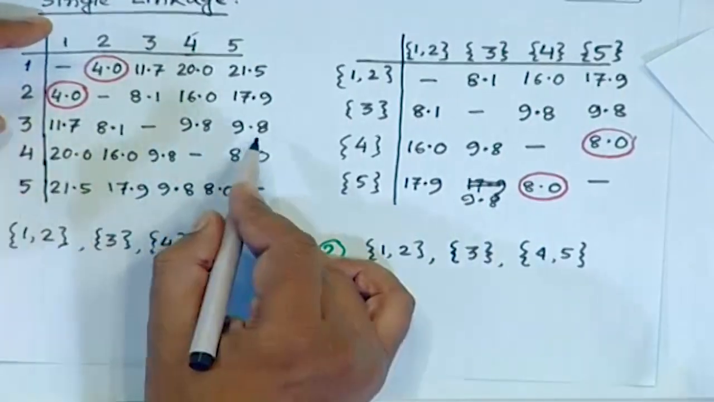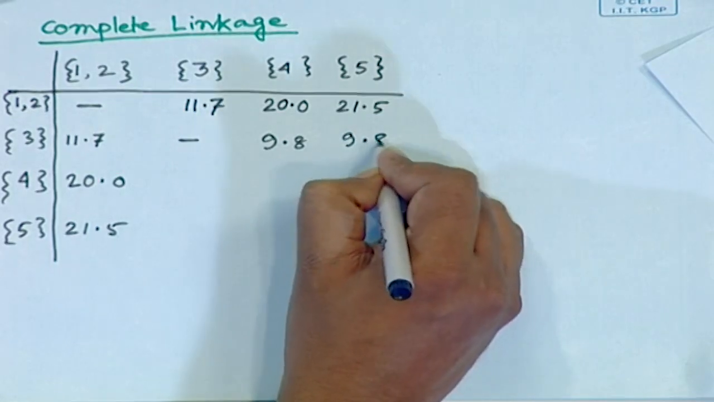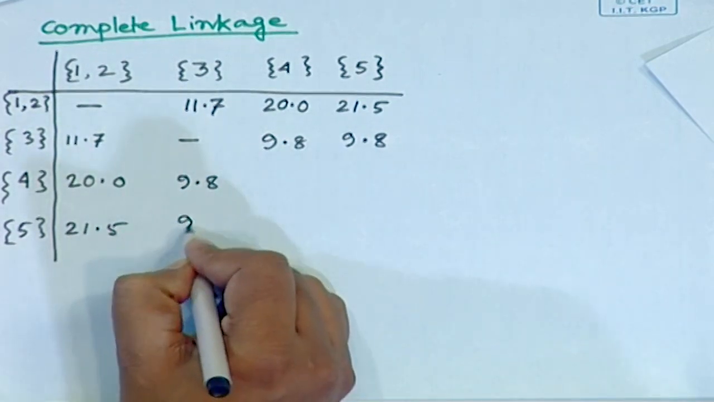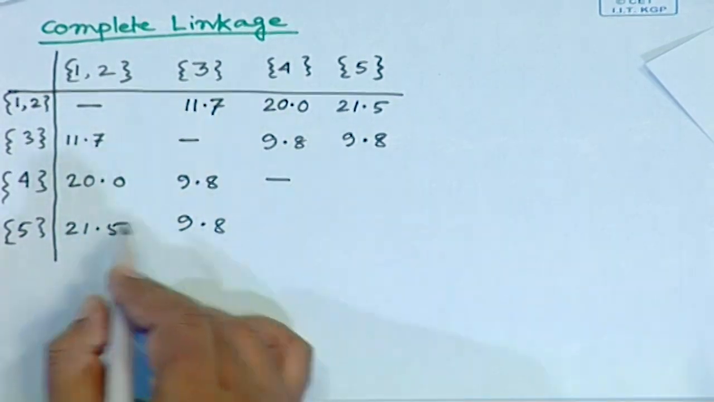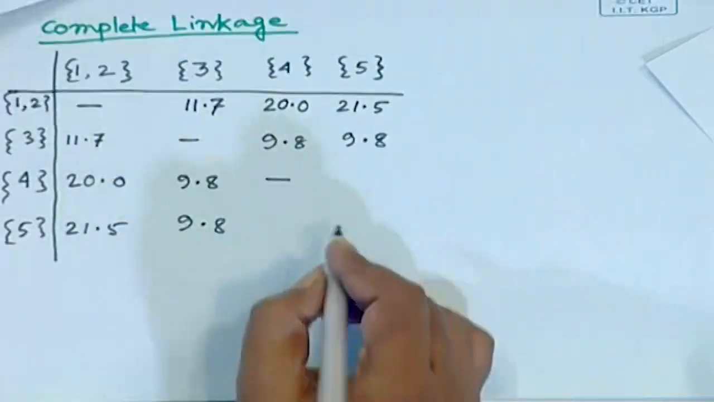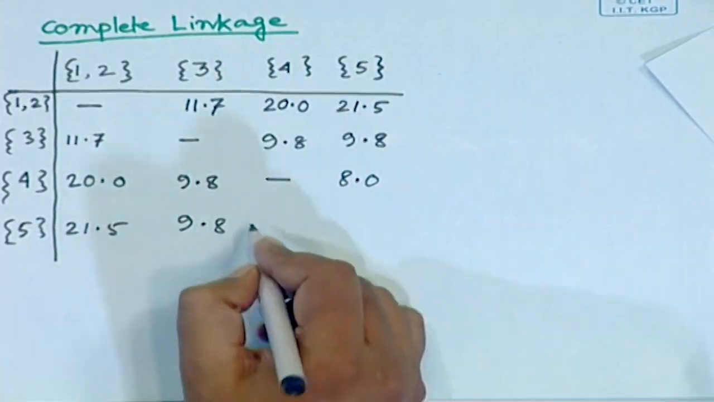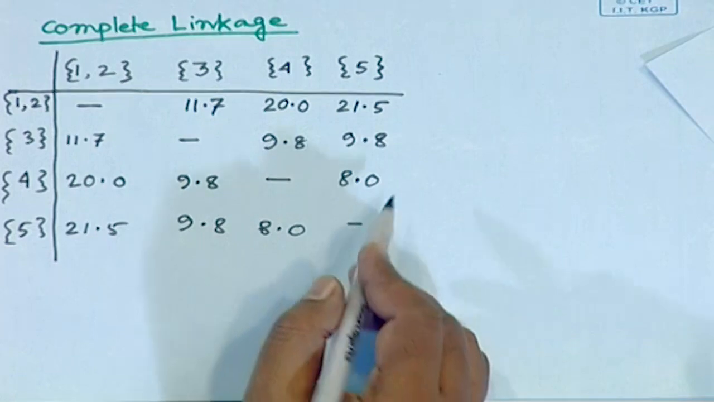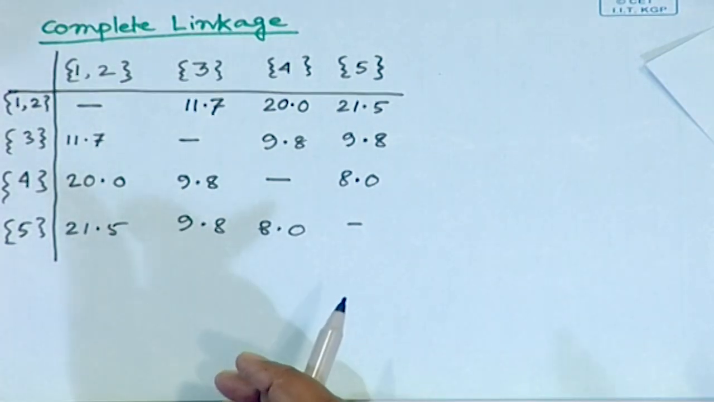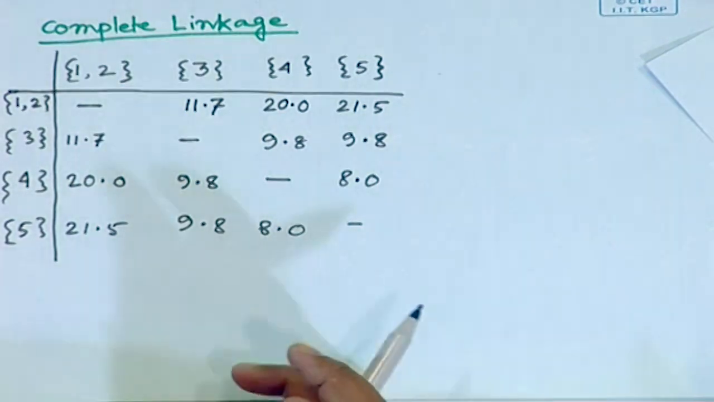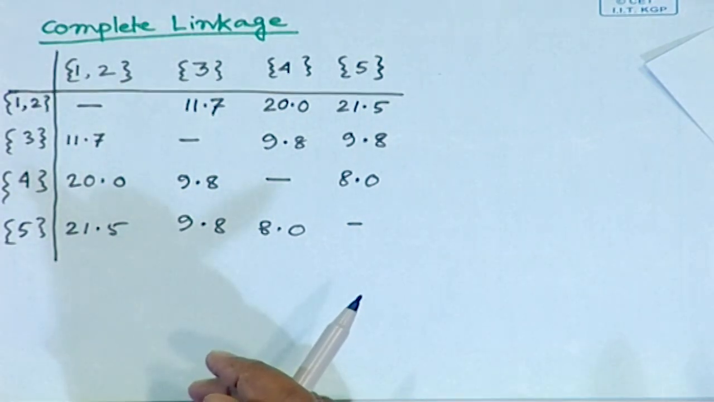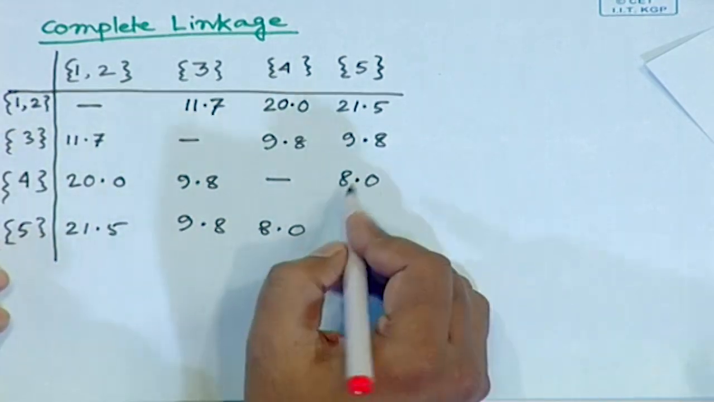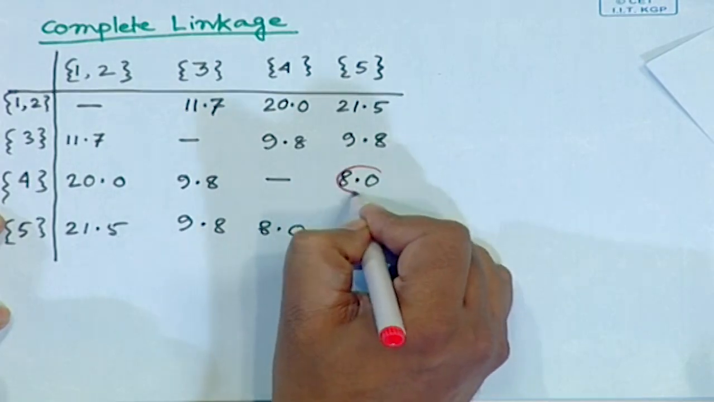Distance between 3 and 5 is also 9.8. So, distance between 3 and 4 is 9.8, this is also 9.8, 4 to 4 is 0, distance between 4 and 5 is 8.0, it is 8.0, and here it is 0. Okay. So, now what I have to do is find out the minimum of these distances. So, what is the minimum of these distances? The minimum distance is in this case 8.0.